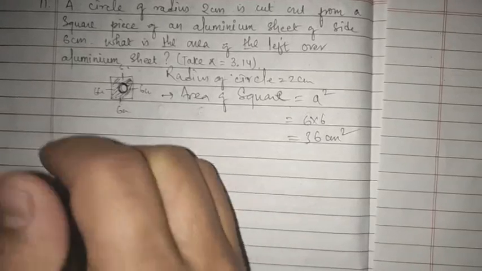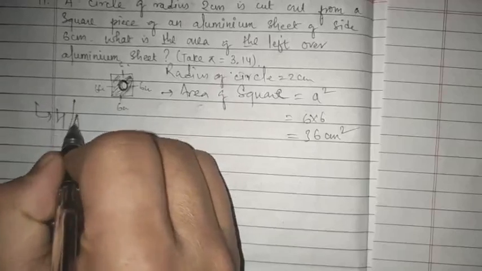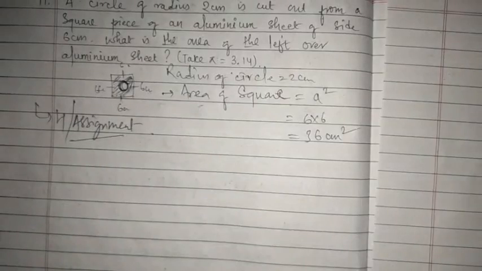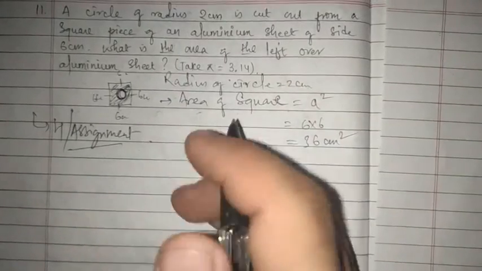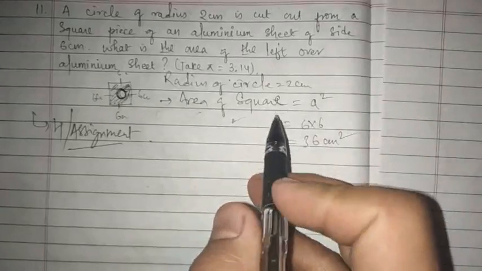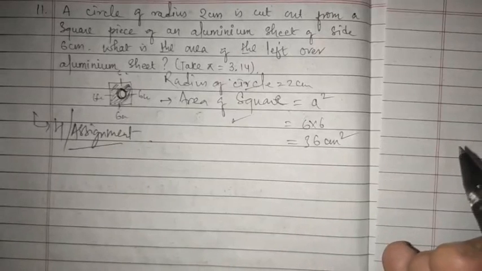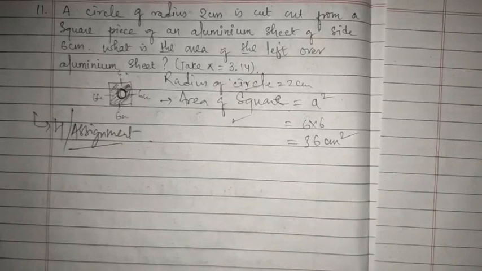Now question number 11, I am leaving this as a home assignment. You have to solve it using your brain. Okay, list out whatever is given. First of all, you will find the area of the square, then find the area of the circle, subtract it. Simple. Now let us proceed to question number 12.